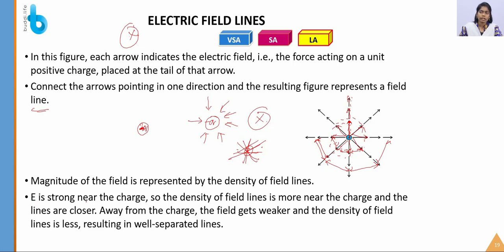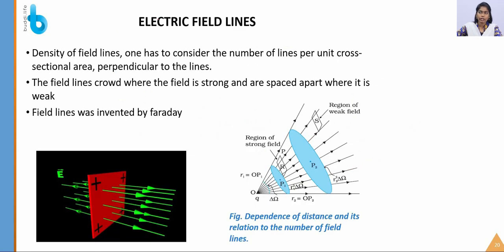Next, E is stronger near the charge, which you are already familiar with, and so the density of the field lines is greater near the charge. Yes, we are seeing that this distance is much closer than this distance, right? So E, representing the electric field intensity, is strong near the charge, having a high value near the charge, but as far as we go, it decreases, right? Yes. Next, we are going to see the electric field lines in depth.